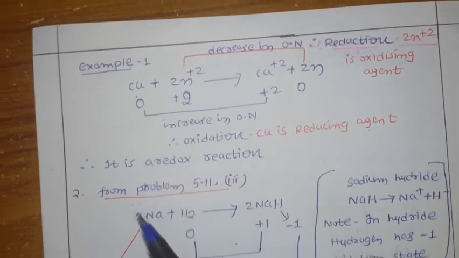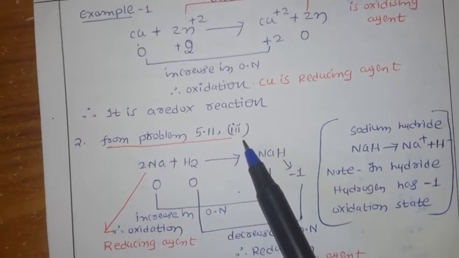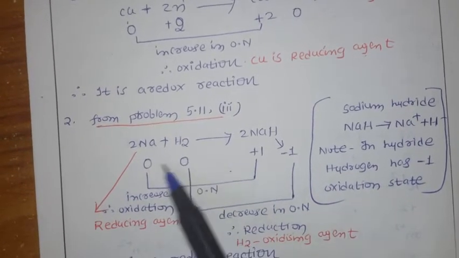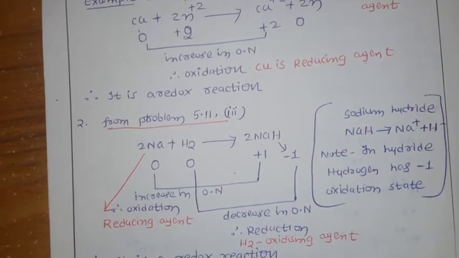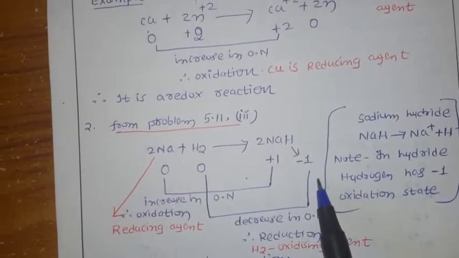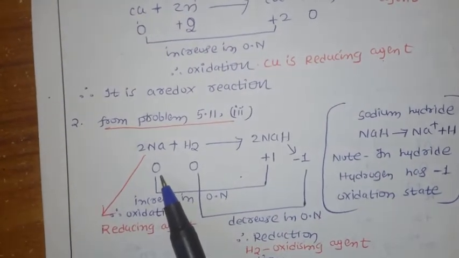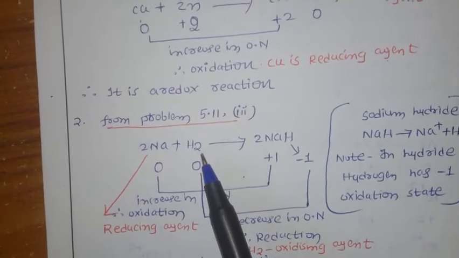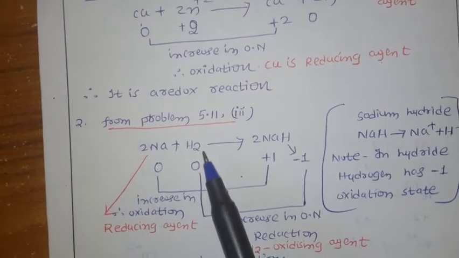Next, from problem number 5.11, we have question number 3. Here we can define things clearly, because for this type of reaction we are not able to tell that they are redox reactions based on the old concept. So let us discuss this equation according to the modern concept. Here the sodium oxidation number is 0. Why? Because it is in the elemental state, so you take the oxidation number as 0. Now H2 is 0, because according to the rules, in the self-combined state the oxidation number is 0.